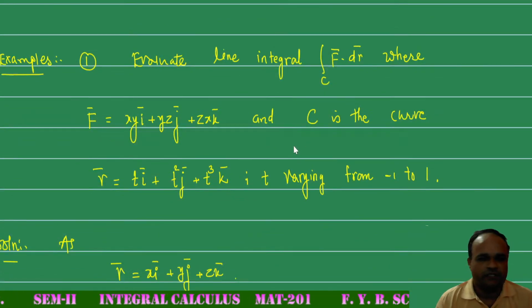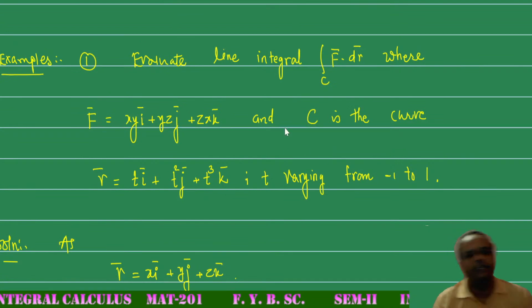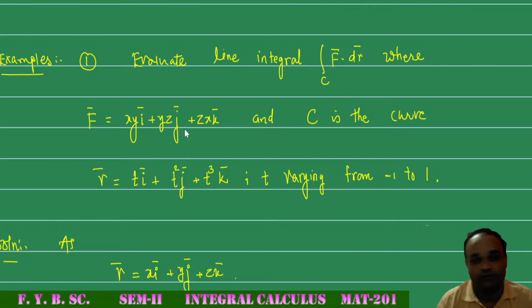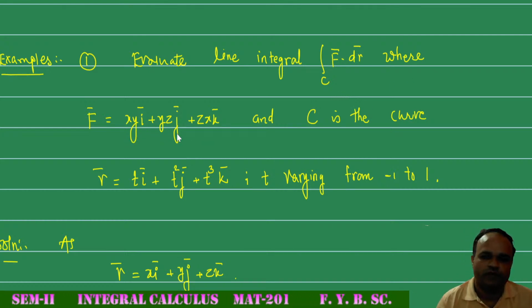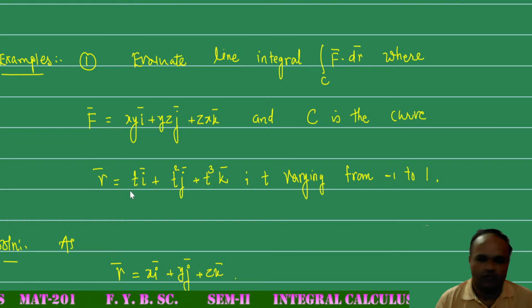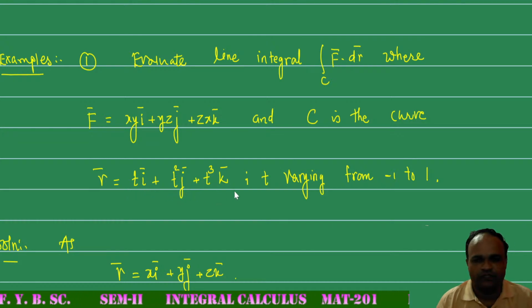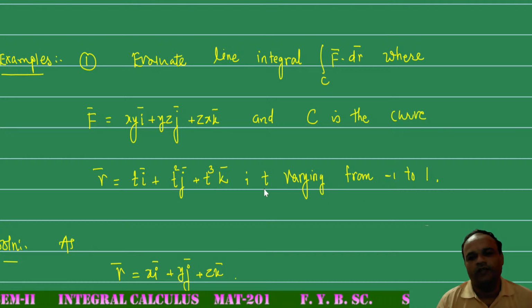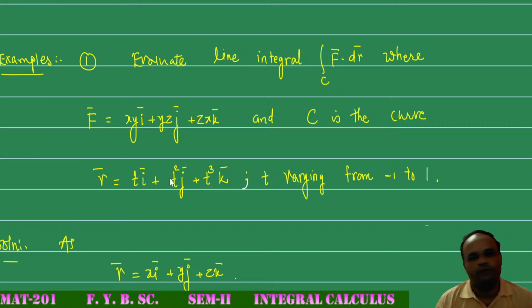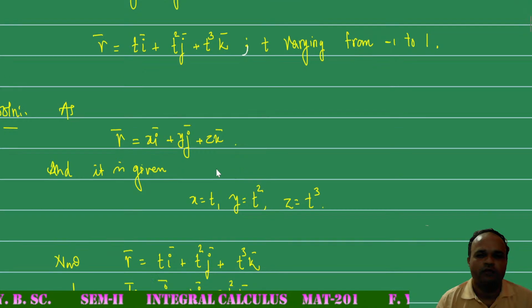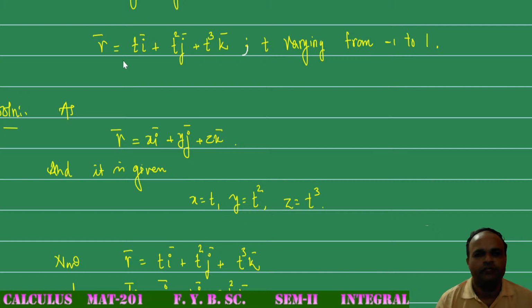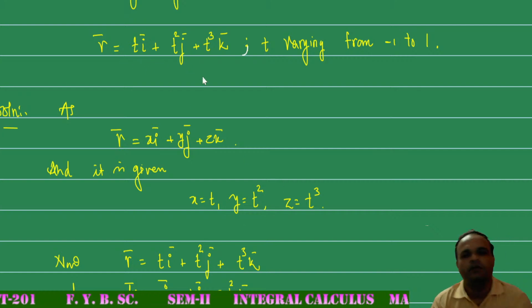So these are the illustrative examples for line integral. First, evaluate the line integral of f bar dot dr bar along curve C, where f bar is given by xy i bar plus yz j bar plus zx k bar, and C is the curve r bar equal to t i bar plus t square j bar plus t cube k bar, t varying from -1 to 1. Here r bar is given in parametric form. Solution: r bar equal to x i plus y j plus z k bar, and it is given in parametric form, that is r bar equal to t i bar plus t square j bar plus t cube k bar.